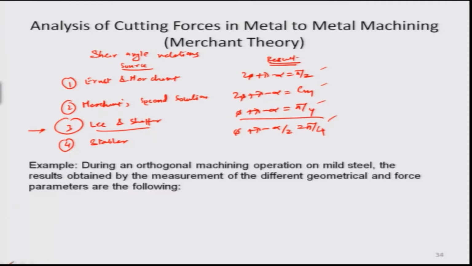So, I would just like to discuss this example problem here: during an orthogonal machining operation on mild steel, the results obtained by measurement of different geometrical and force parameters are the following. We have the uncut thickness T1 as 0.25 millimeters, the cut chip thickness as 0.75 millimeters, the width of the cutting zone W given as 2.5 millimeters, and the rake angle of 0 degrees.